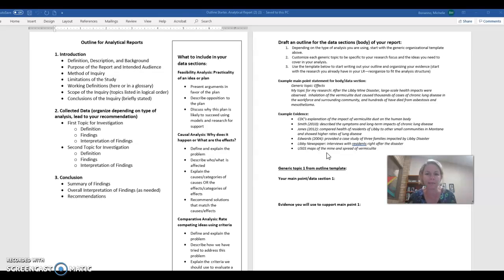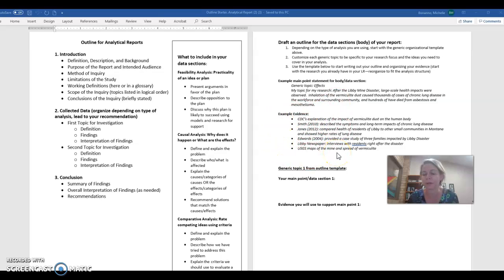So I know, again, if I'm writing a causal analysis focusing on effects, I'm going to take these general topics and make them more specific to create my outline. So I'm going to first describe the Libby mine disaster and then start describing who was affected. So one of the main effects was health impacts, and then I'm going to start grouping my evidence.